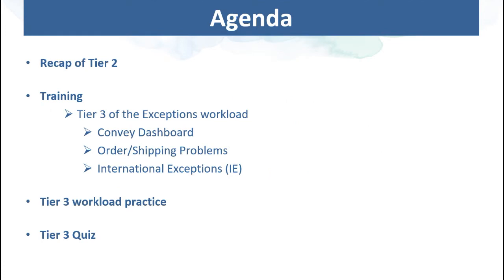We're going to just really briefly review what you've covered in Tier 2. And then we'll get to the training. Tier 3 includes Convey Dashboard, the Order Shipping Problems Group, and International Exceptions. You'll have some time to practice, and as always, there will be a quiz.